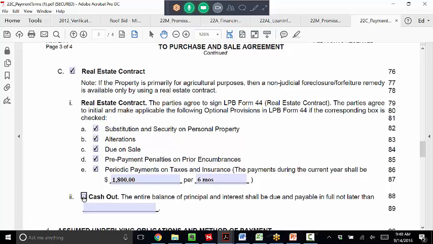The entire balance of principal and interest shall be due and payable in full, not later than whatever we agreed to. 3 years. It could be 30 years, right? There's nothing that says it has to be short. But when we represent buyers that want to try and put these deals together, it would be wise of us to recognize that the seller's not going to be stoked to carry paper for 30 years, right? So the shorter we can make it, the better.